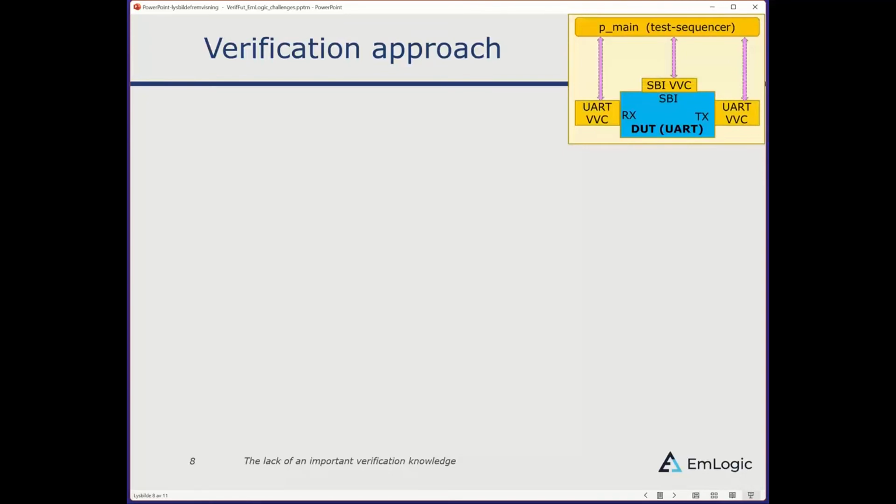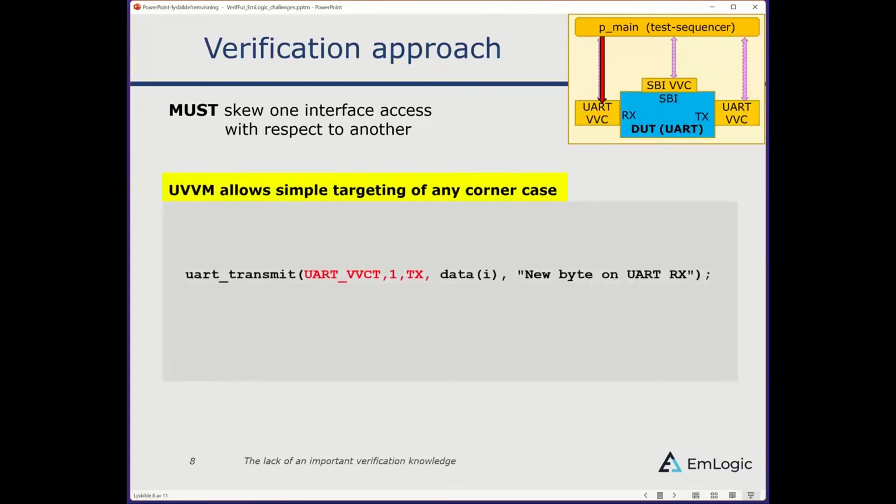This is an example from UVM using a test sequence and verification components. And as I said, we have to skew one interface access with respect to another to actually hit these corner cases. And this is also an example from UVM, where you can see doing a UART transmit into the RX of the device under test, going into this RX register. Never mind the syntax here, but just saying a UART transmit, and you're doing that via this UART verification component, instance number 1 on the TX interface. And then you're reading the data out from the CPU interface.